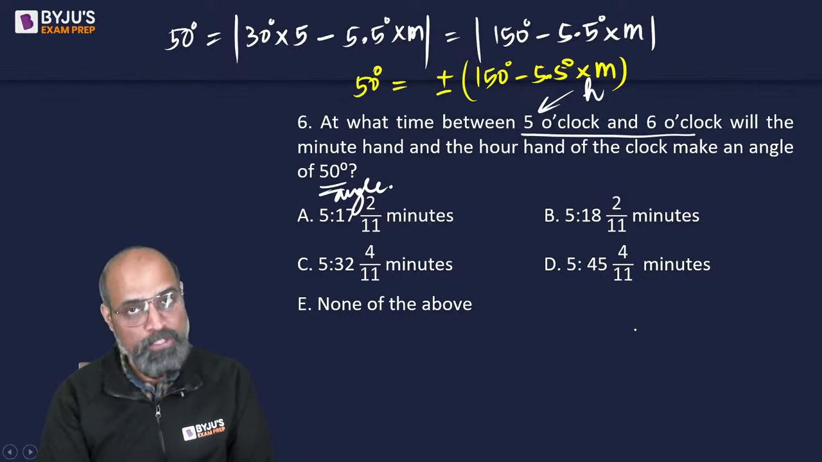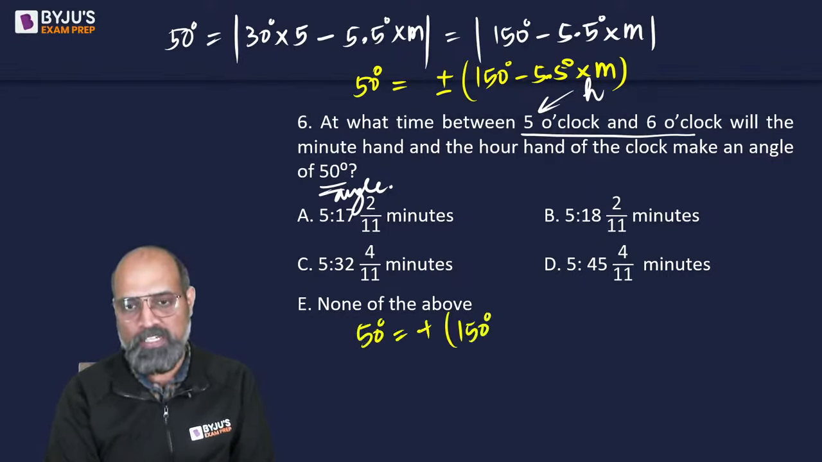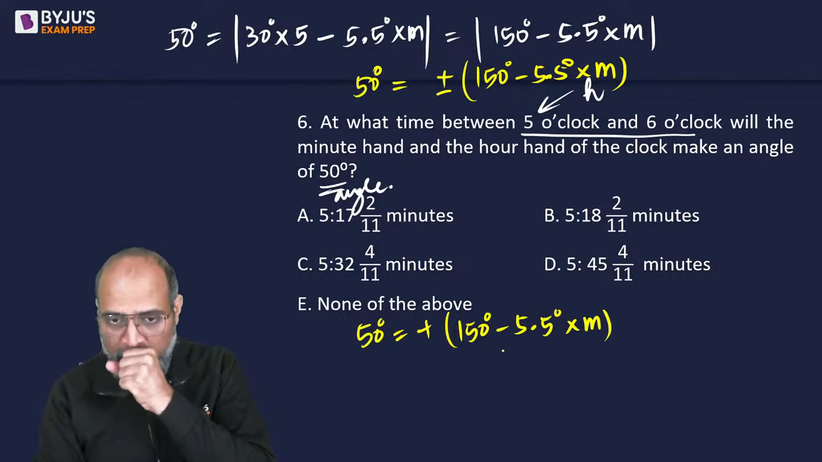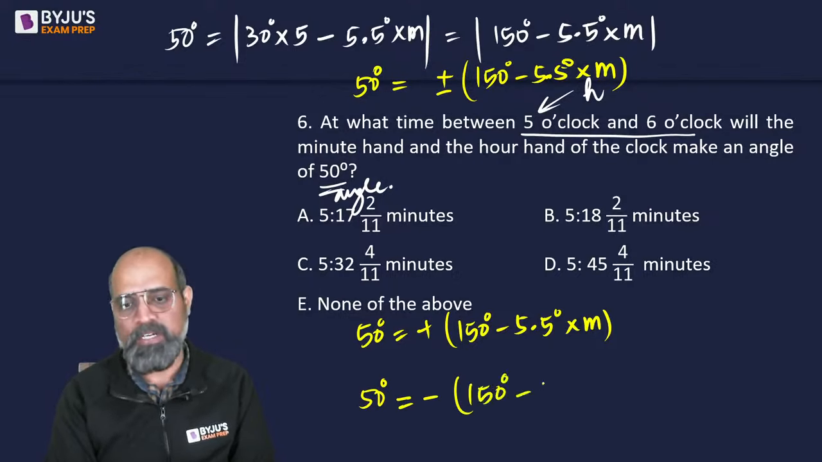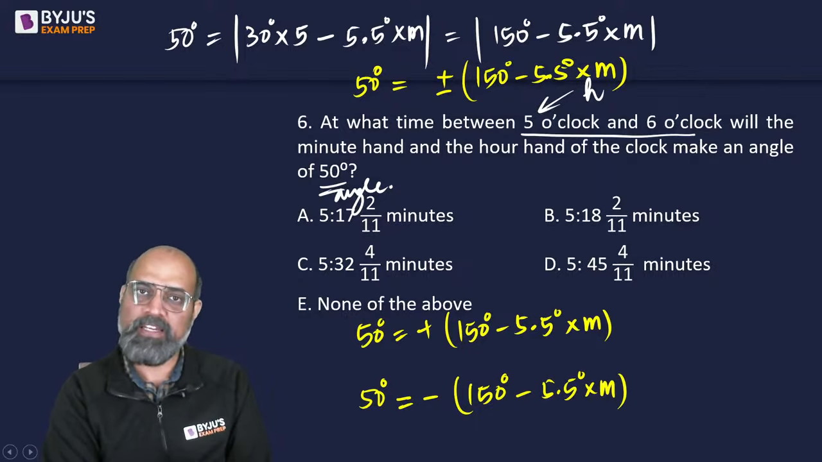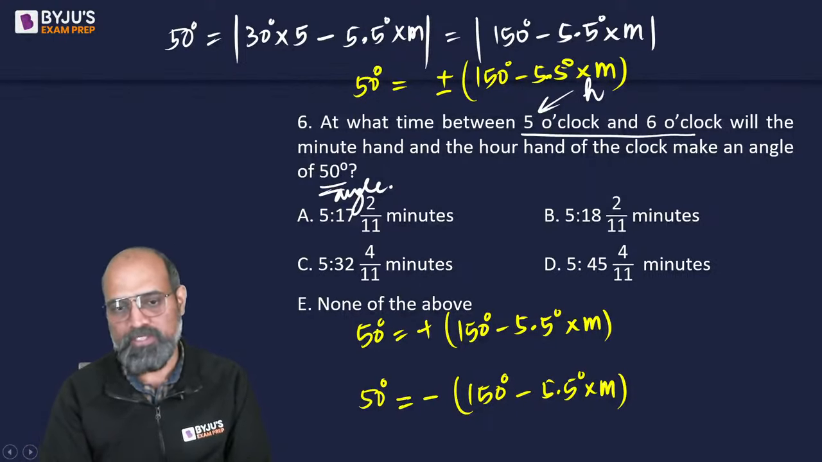Now you get two equations from here. The first one is 50 degrees is equal to plus of 150 degrees minus 5.5 degrees into m. And the next one is 50 degrees is equal to minus 150 degrees minus 5.5. As in, one equation with a plus before the bracket, the other equation with a minus before the bracket. That's how you solve modulus questions.